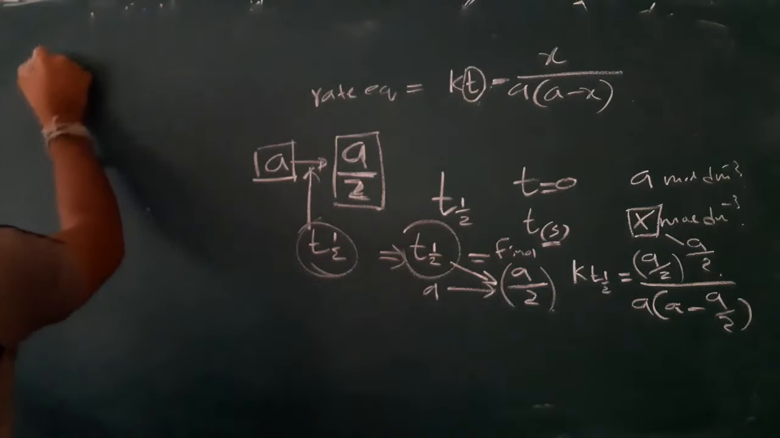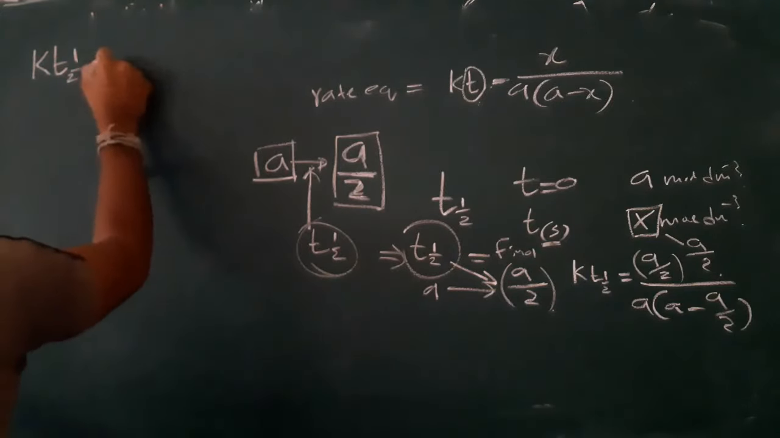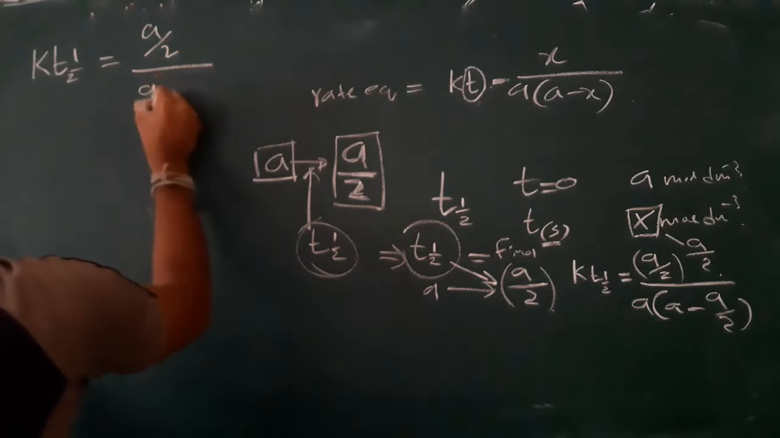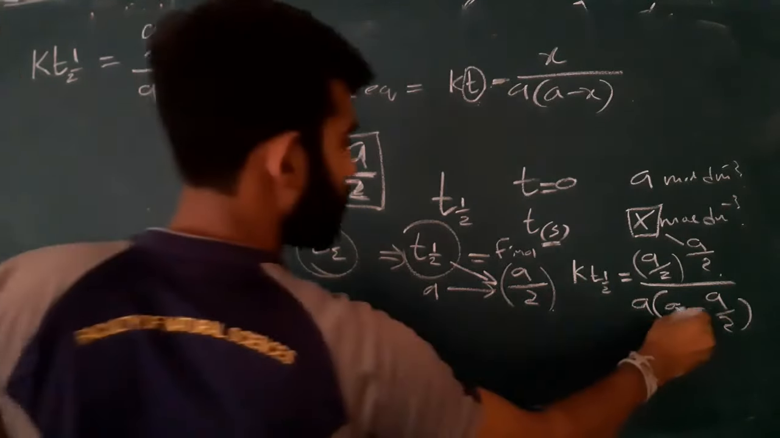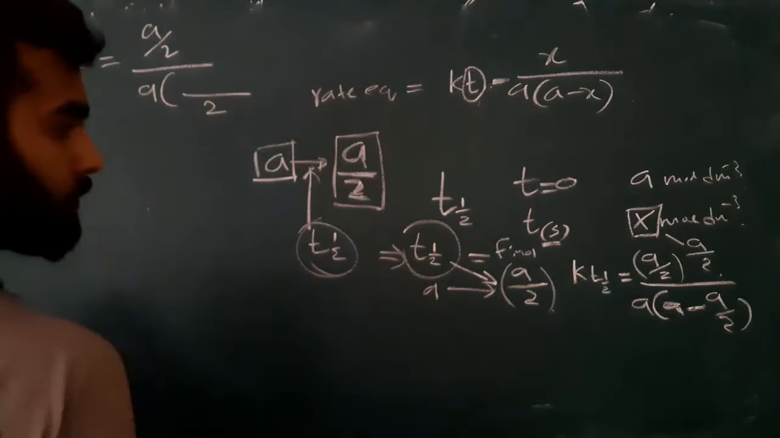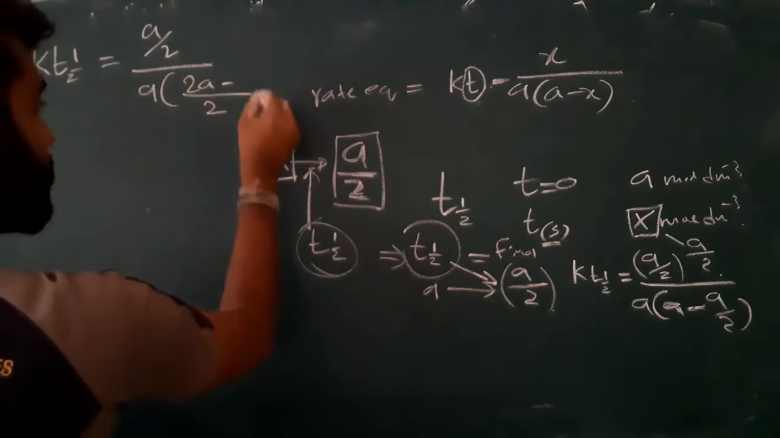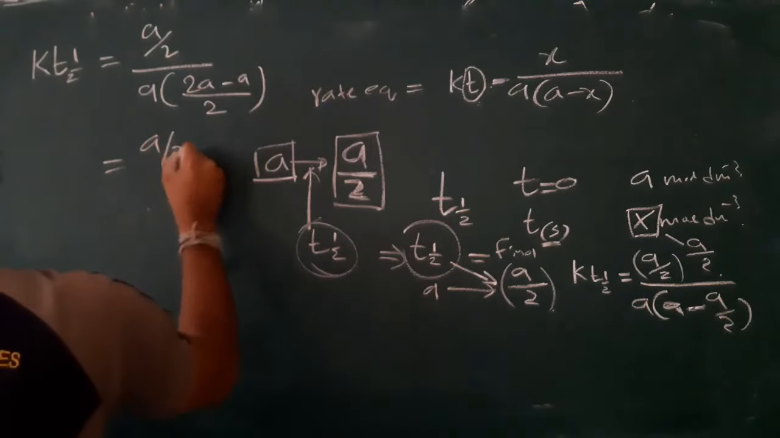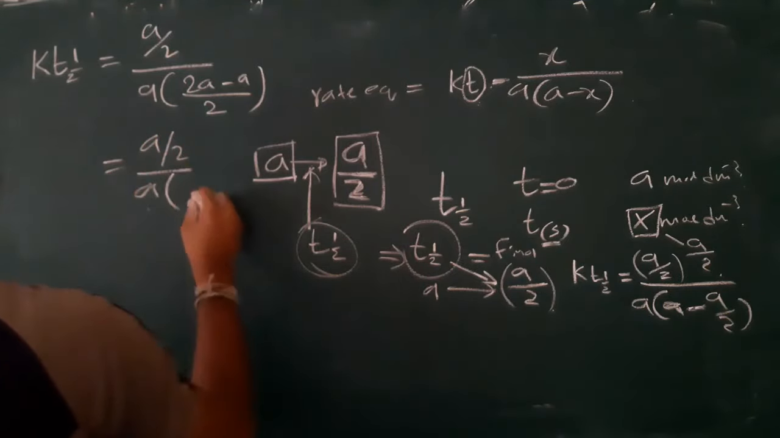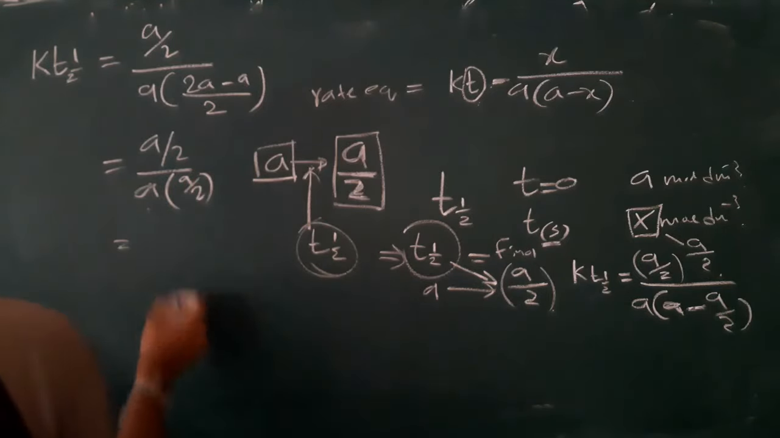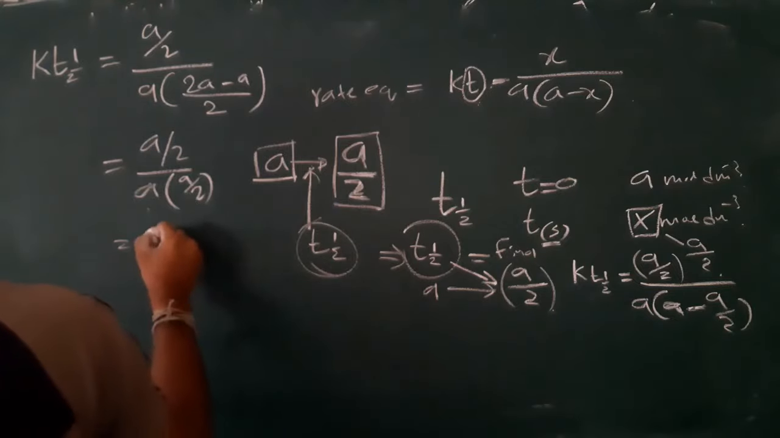So k t half is equal to a over 2 divided by a over 2. By simplifying this equation, you will get this expression, and by rearranging we can get 1 over a.